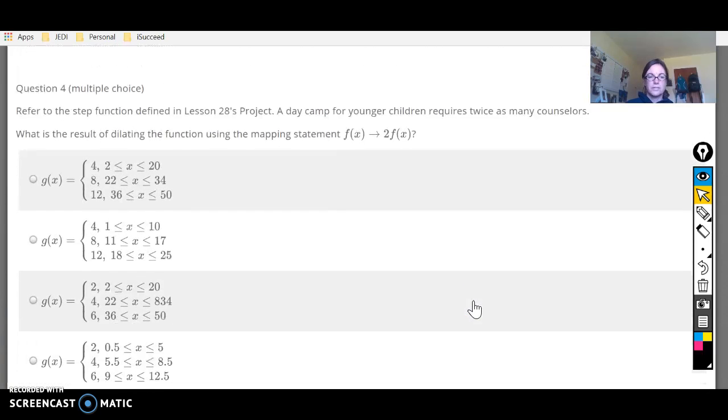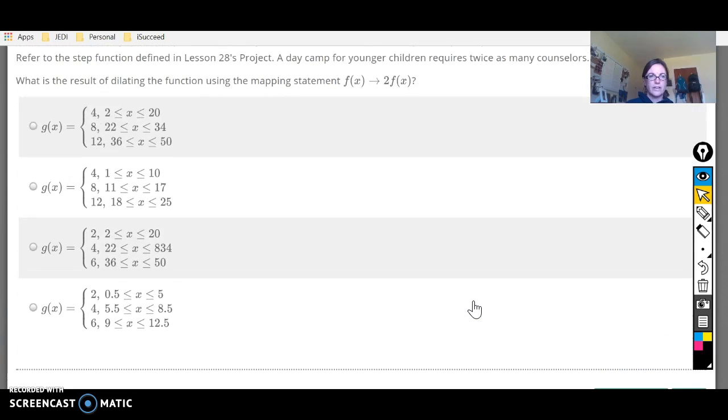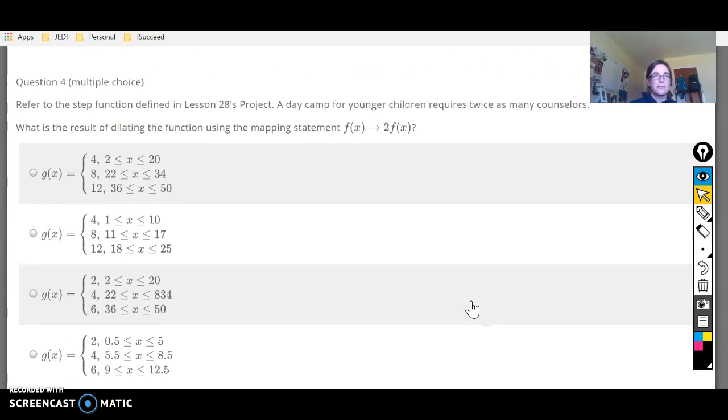All right, question 4, the very last question. Refer to the step function defined in lesson 28's project. A day camp for younger children requires twice as many counselors. So when we were at 2, we'll now be at 4. When we were at 4, we'll now be at 8. And when we were at 6, we'll go up to 12. So what is the result of that?